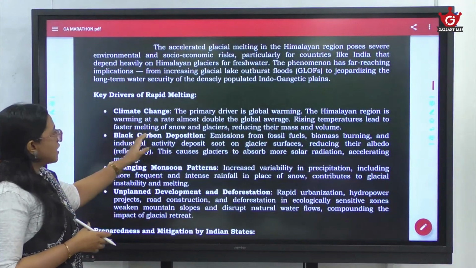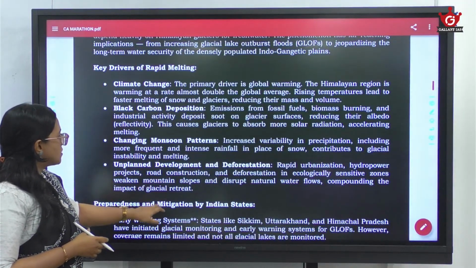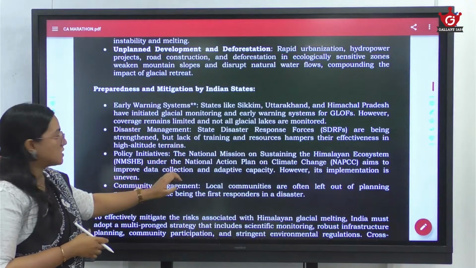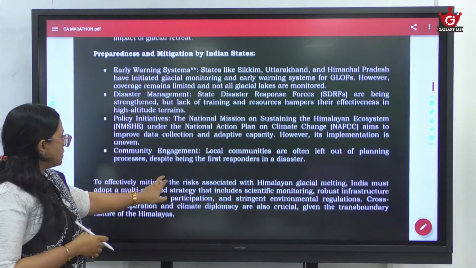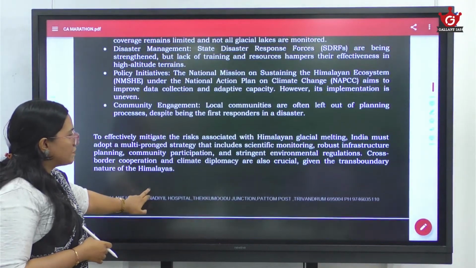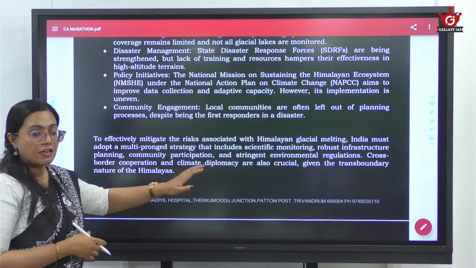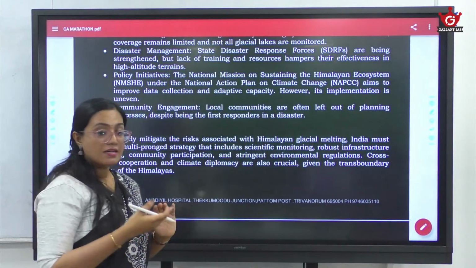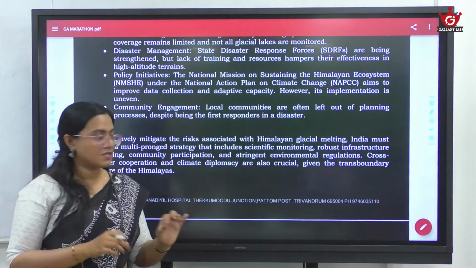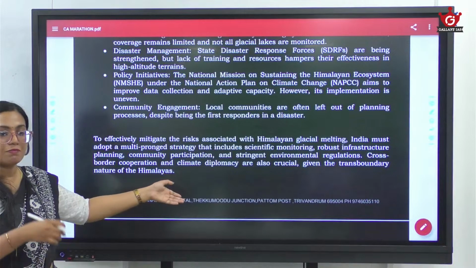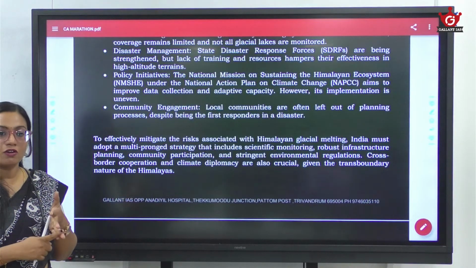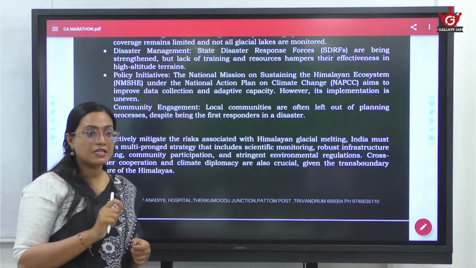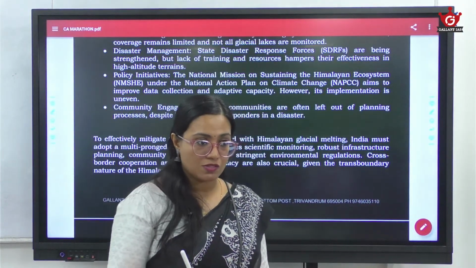Here, what are the key drivers of rapid melting? We are just mentioning it: climate change, changing monsoon patterns, unplanned development and deforestation. Then what are the preparedness and mitigation measures taken by the Indian states? One is early warning system, disaster management, community engagement. Now, to effectively mitigate the risk associated, in case you do not have space for your way forward, you can write that as a conclusion. Okay, not by explaining the topic, but you can just mention the headings like scientific monitoring, robust infrastructure planning, community participation, etc., if you are short of time and space. Okay, but remember to have it, especially in a question which asks about challenges. If it does not particularly mention any solutions, go for other solutions as well.